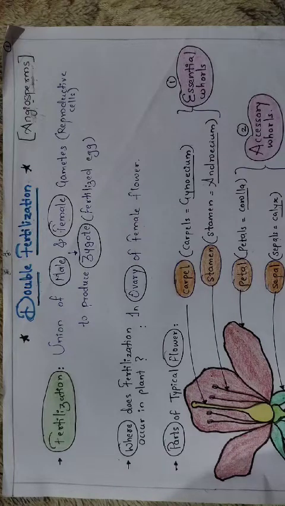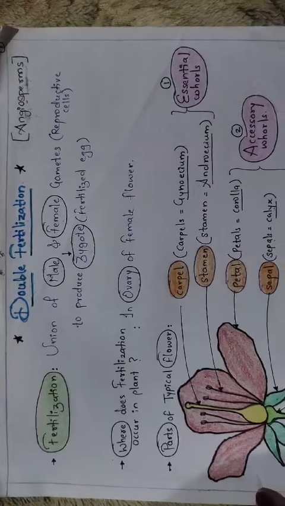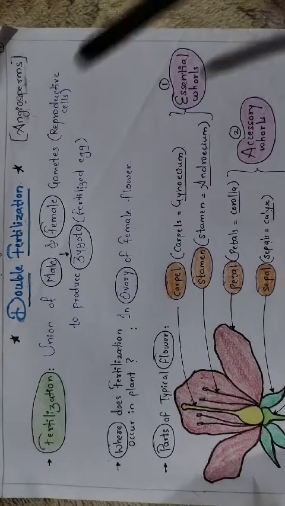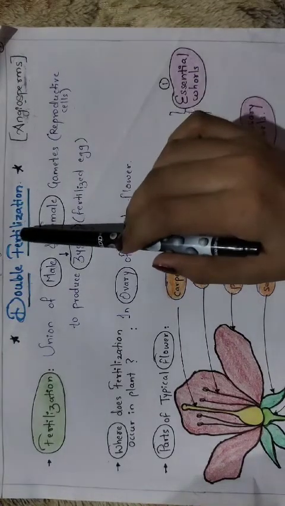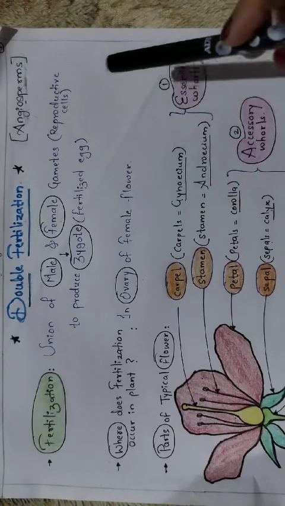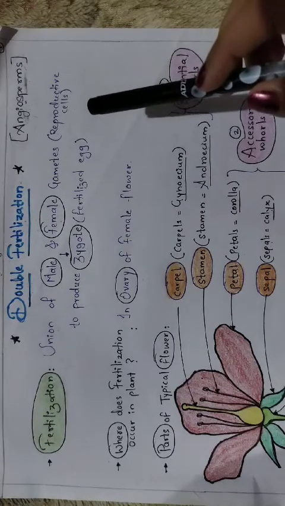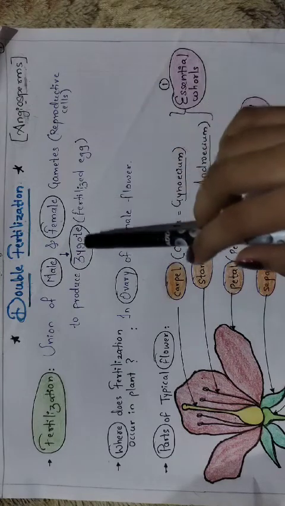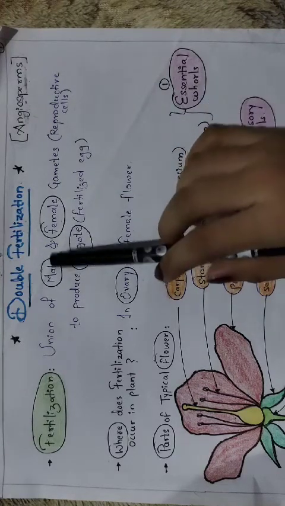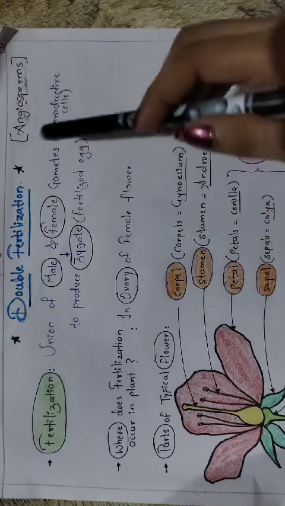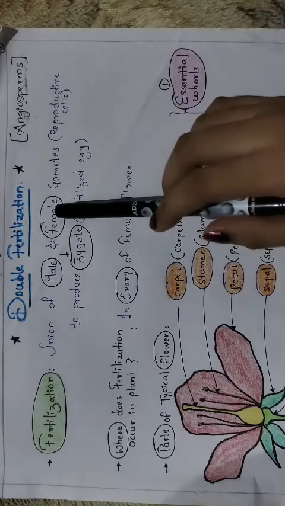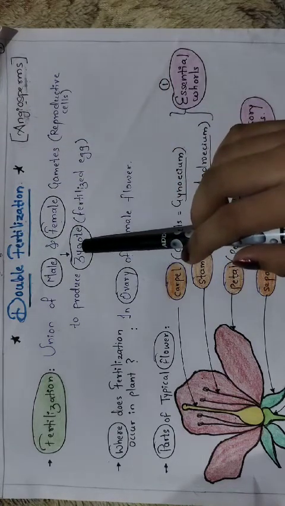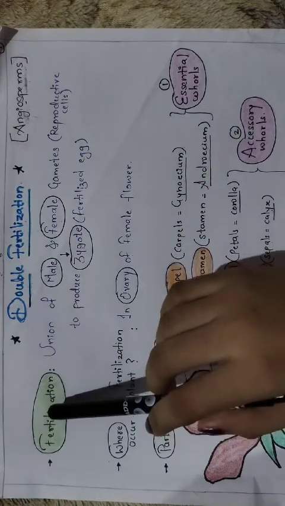Hello everyone. In this video lecture we are going to study the double fertilization process. As we all know, fertilization is a common term in plants as well as animals, which means the fusion of male and female gametes to form a zygote. Remember that male and female gametes are haploid in nature, but when they fuse they form a diploid zygote. That's what the fertilization process is.